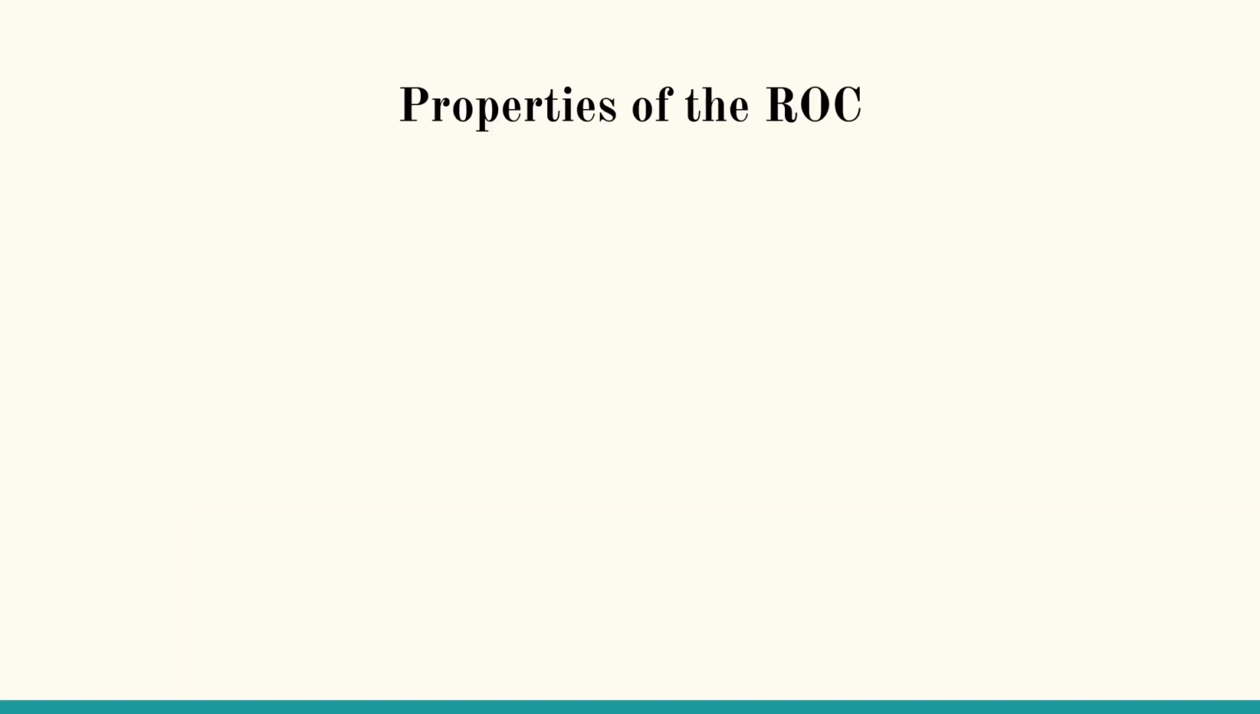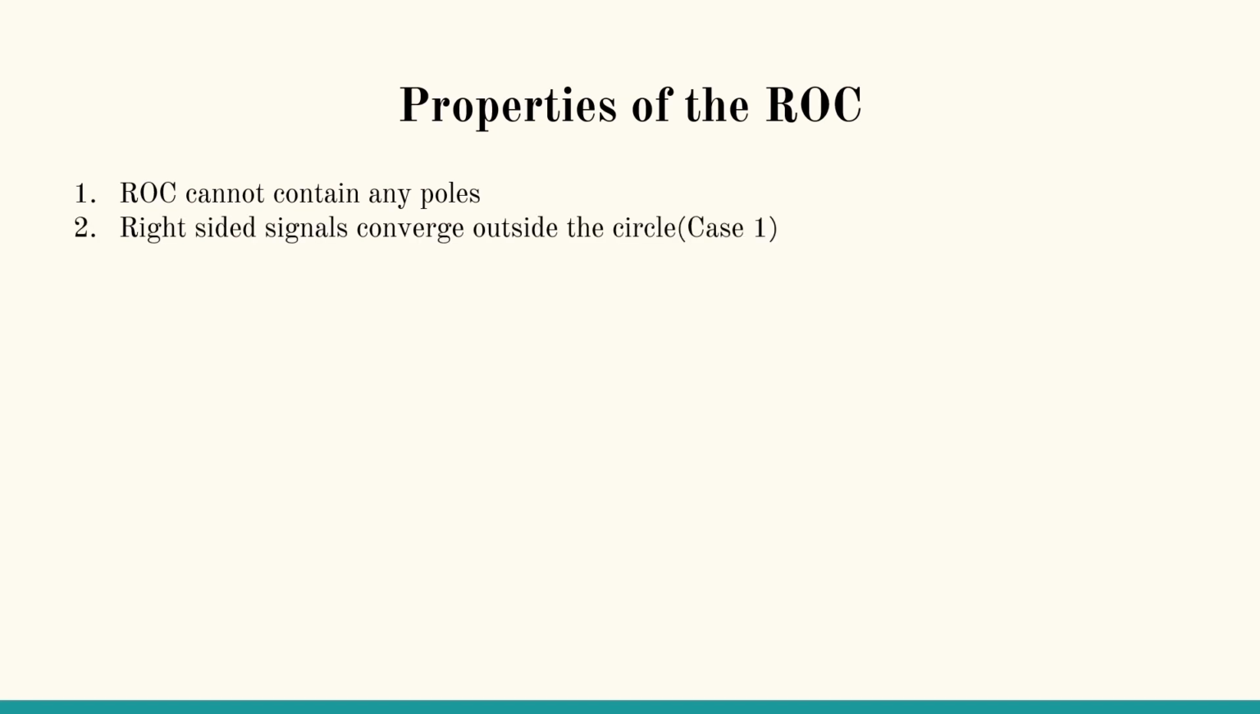Looking at properties of the region of convergence, first, we have that the ROC cannot contain any poles. That's because poles are defined as being undefined. Second, right-sided signals converge outside of the circle, which is what we saw in case 1. If you go back to that example, you'll see that the region of convergence is on the exterior of the outermost pole. Third, we have left-sided signals converge inside of the circle, which is case 2.